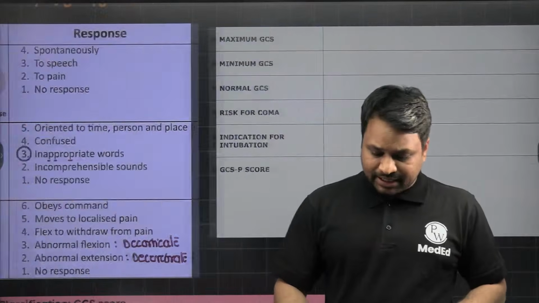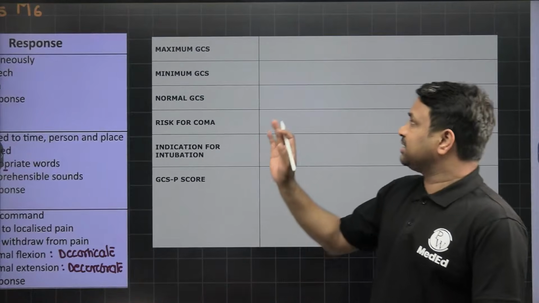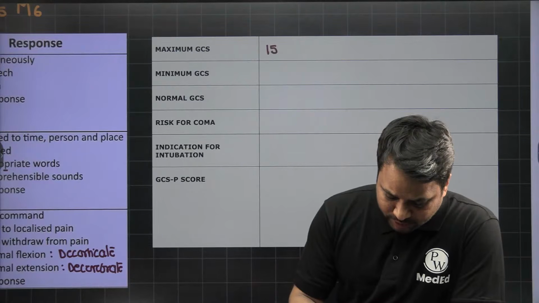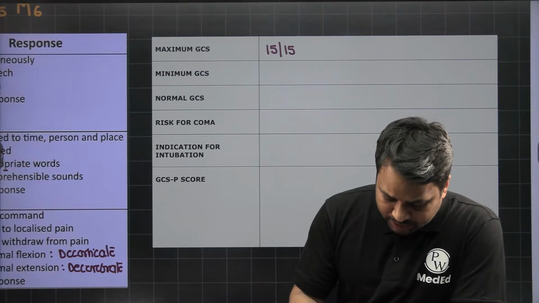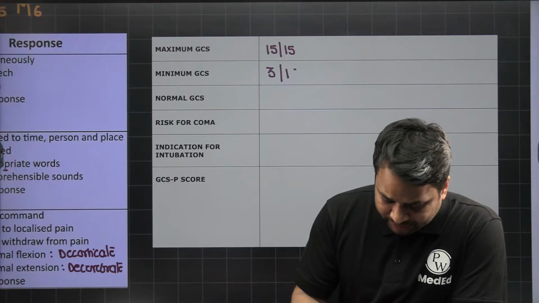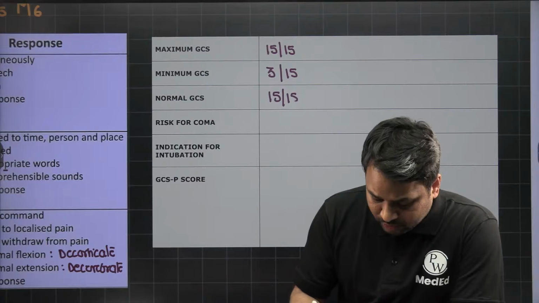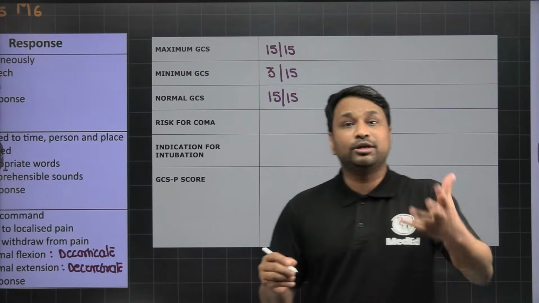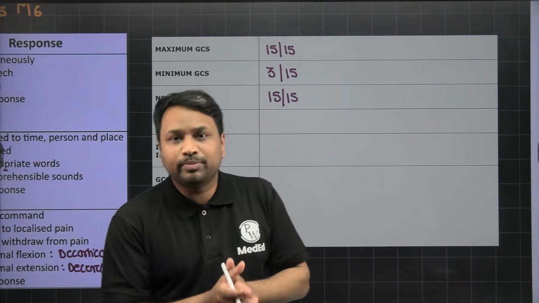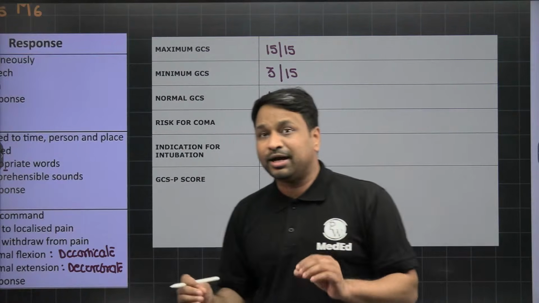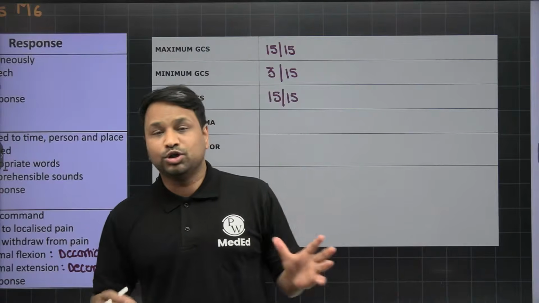Now, what else can they ask you? The questions usually asked in the exam: how much is the maximum GCS? The maximum GCS is going to be 15 by 15. What is the minimum GCS? It is going to be 3 by 15. How much is the normal GCS? Currently, if you are observing and you're in my class, I assume that you are normal. तो अगर आप क्लास सुन पा रहे हो, देख पा रहे हो, लिख पा रहे हो and you're able to comprehend, आपका जीसीएस 15/15 है, उससे कम है तो बेटा जाके सो जाओ, you require rest.